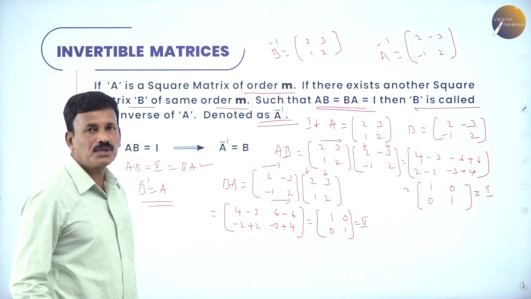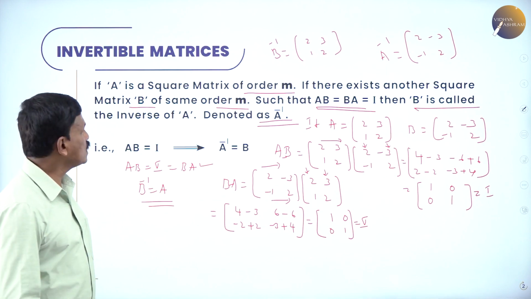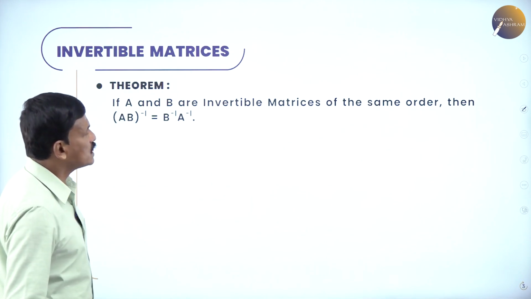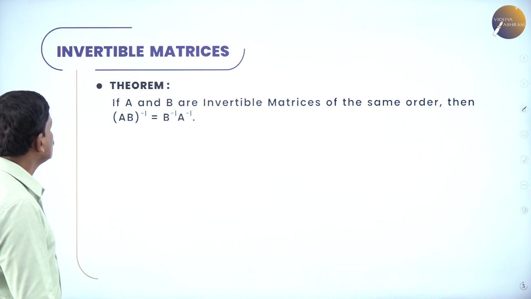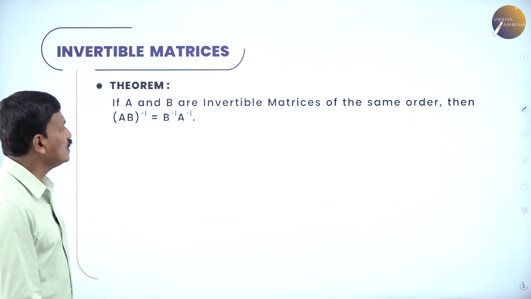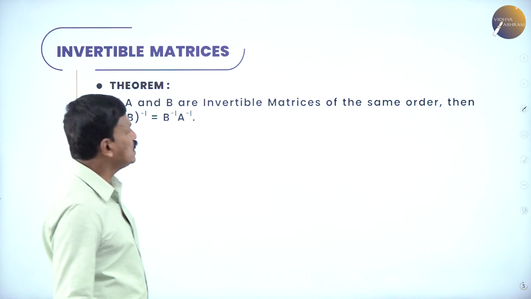Now, this is a very important concept. Based on this, there is one theorem, let us see regarding that theorem. The invertible theorem, that is the reversal law of inverses. What is to prove here: if A and B are invertible matrices of the same order, then (AB) whole inverse is equal to B inverse A inverse.